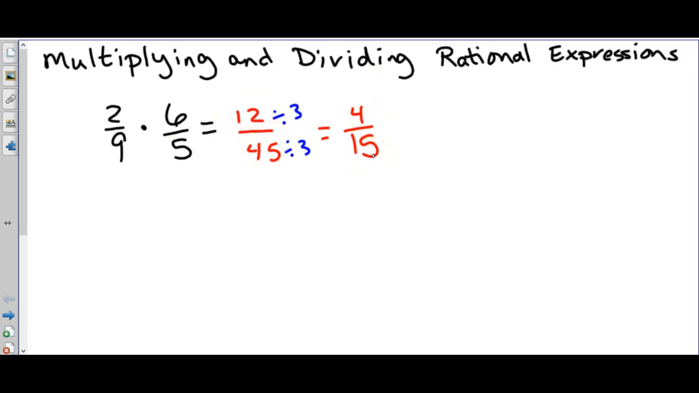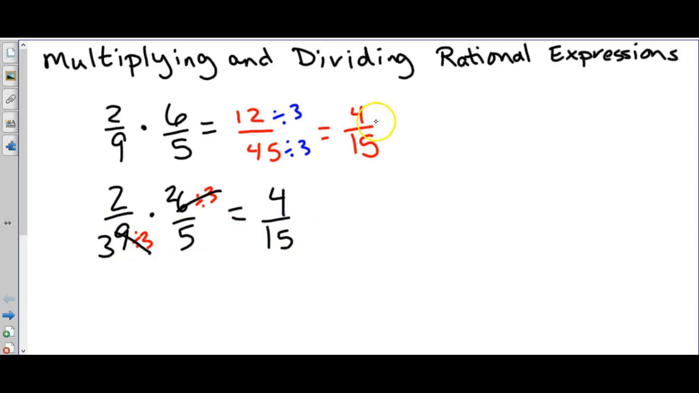That's my favorite method if we're using just numbers. But when you get the variables involved, there's other methods I prefer. So second, you can cross cancel. You're looking for things that divide either in the fraction itself or in the kitty corner. So like 6 and 9, both of those divide by 3. 2 and 5, nothing divides into both of them. So 6 divided by 3 is 2, 9 divided by 3 is 3, 2 times 2 is 4, 3 times 5 is 15. So we get the same answer, just a different way to get to the same place.